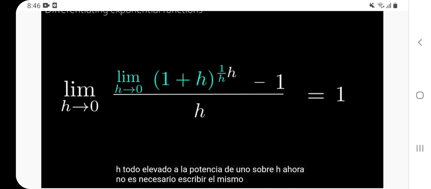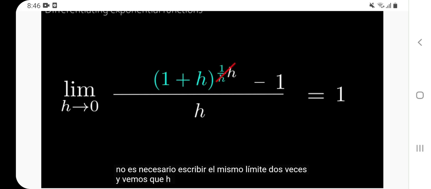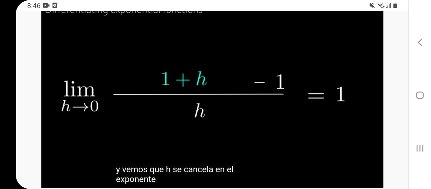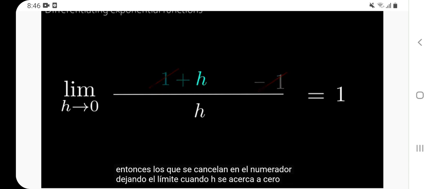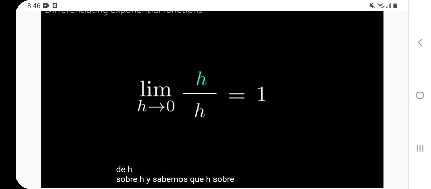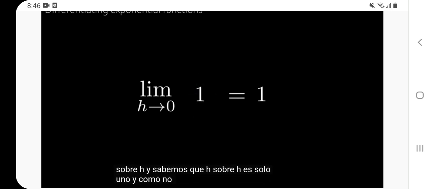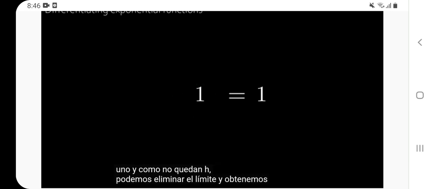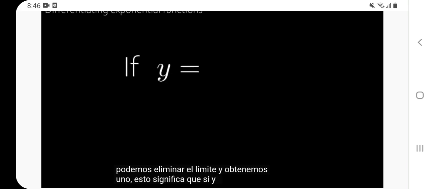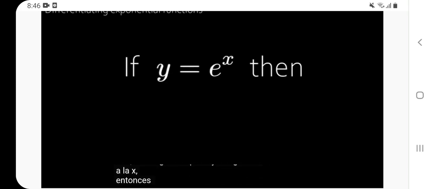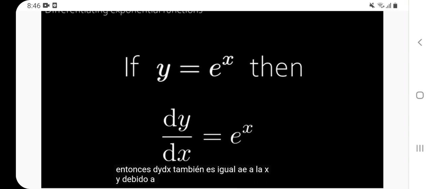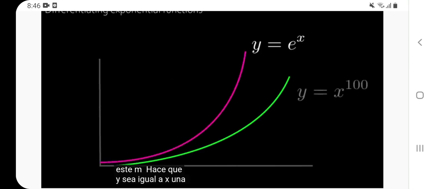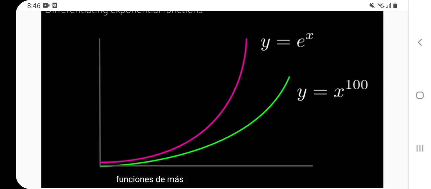Now we don't need to write the same limit twice, and we see that h cancels in the exponent. Then the 1's cancel in the numerator, leaving the limit as h approaches 0 of h over h. And we know that h over h is just 1, and since there are no h's left, we can remove the limit and we get 1. This means that if y is equal to e to the x, then dy/dx is also equal to e to the x. And because the derivative is itself, this makes y equal e to the x one of the fastest growing functions in mathematics.